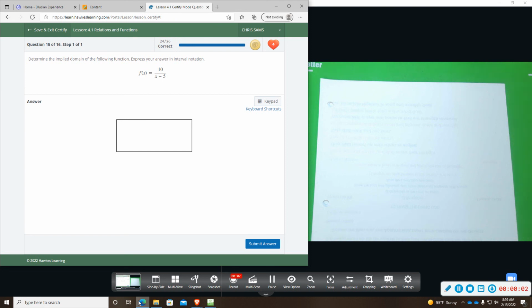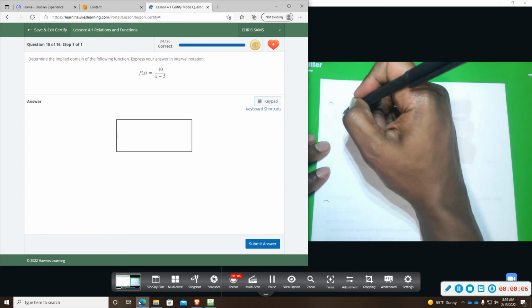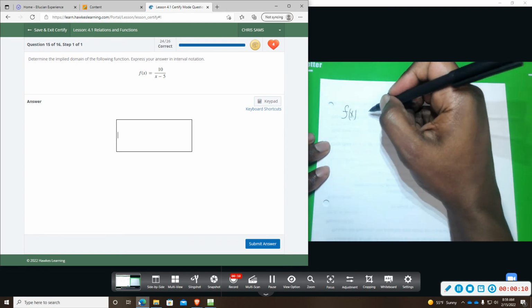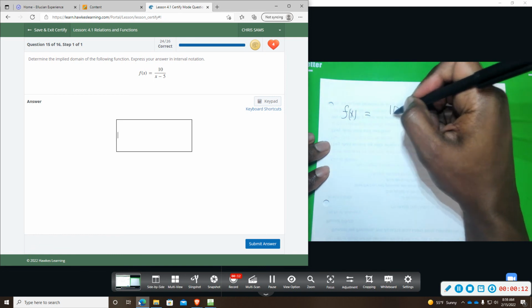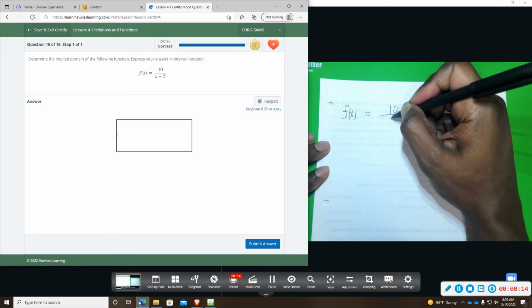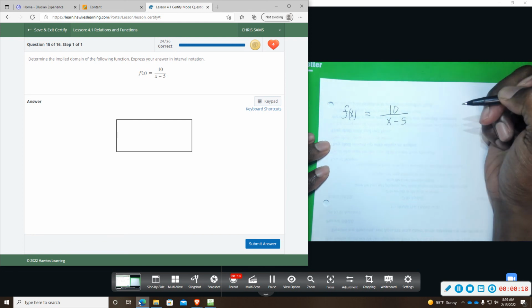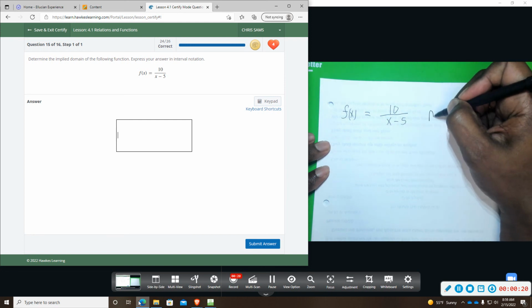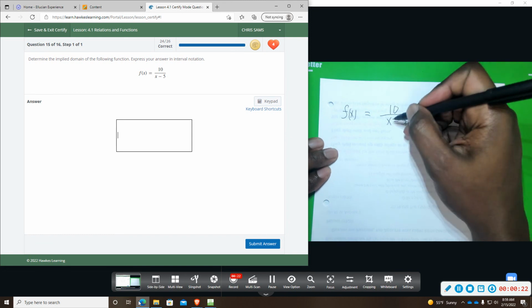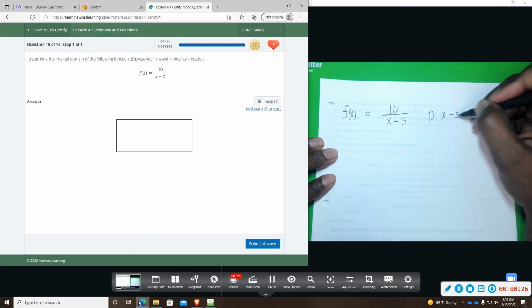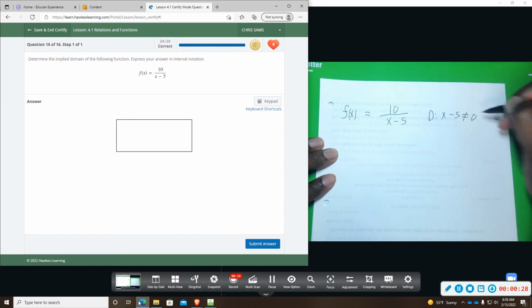Number 15, we want to determine the implied domain. So if we refer to the examples from earlier, there are three conditions that give us a restriction in our domain. One of them is when we have a variable in the denominator. So our domain, what we're going to start with, whatever's in the bottom, x minus 5 cannot be equal to 0 because we would be dividing by 0.